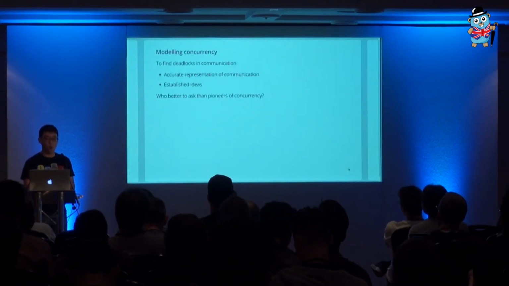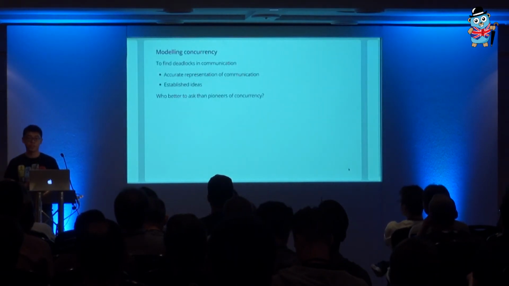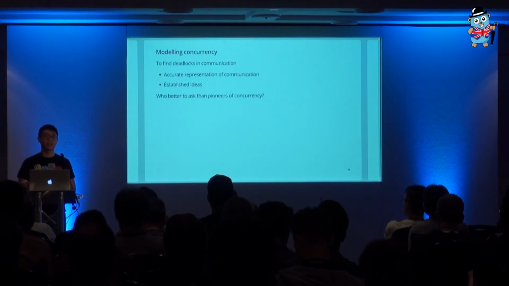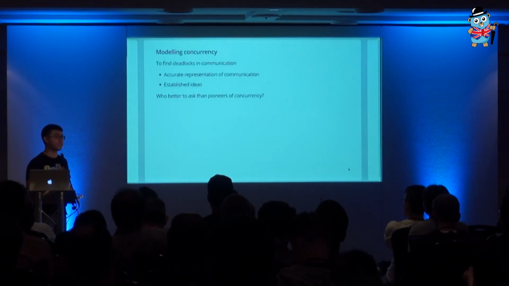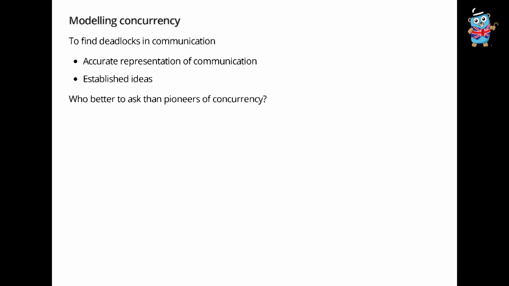But first of all, I wanted to talk about modeling concurrency, because this is where the real juice of our research is. It's about taking your program and having a very accurate representation of communication. And then we also wanted to use some established ideas to see how we can know whether there's a deadlock in the model. And who better to ask than pioneers of computer science and concurrency?